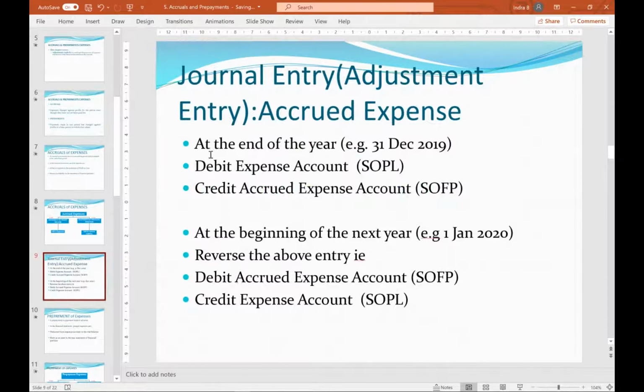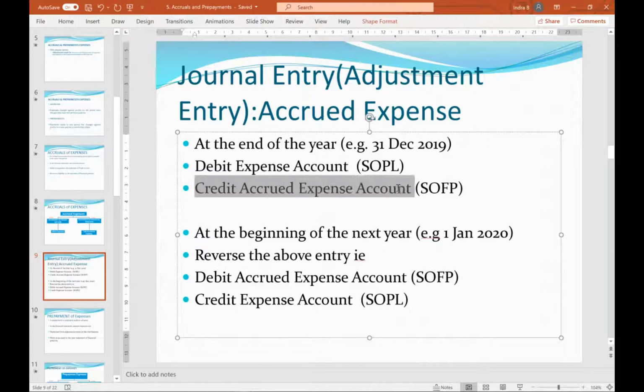Sometimes in the exam we are asked about the journal entry or adjustment entry for accrued expense. For example, at the end of the year, 31st December 2019, we will do an adjustment for accrued expense by making this journal entry. We will debit expense account and credit accrued expense account. This is a new account we have seen here. We will open this new account and make this entry.